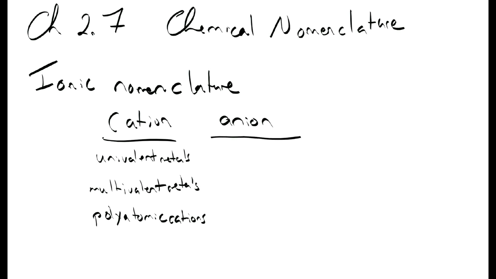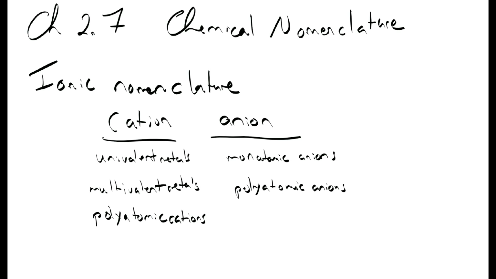Okay. Anions, we have the monatomic anions. So this is just the basic, the nonmetals. And you can get the polyatomic anions. Rather straightforward and simple, somewhat simpler than the cations at any rate.